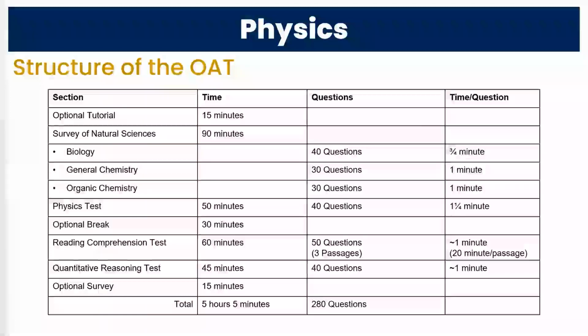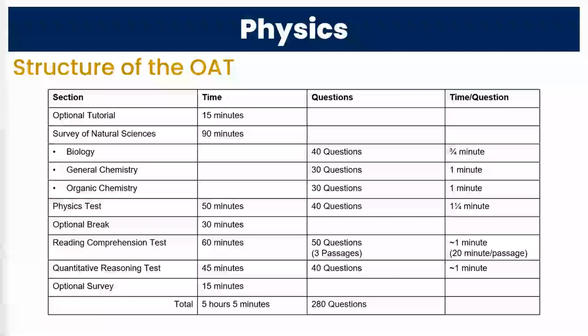So the physics test comes just before the lunch break, or the optional break that we're going to call lunch, and you get 50 minutes to do 40 questions. That's a little more time per question, about a minute and a quarter per question.